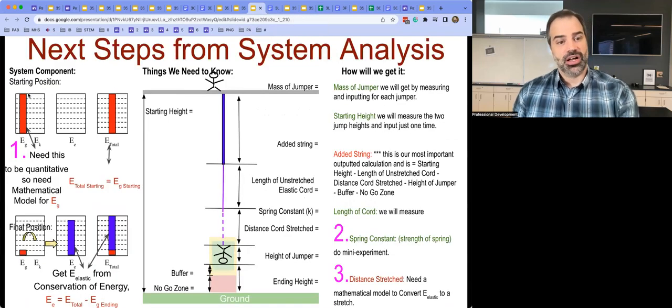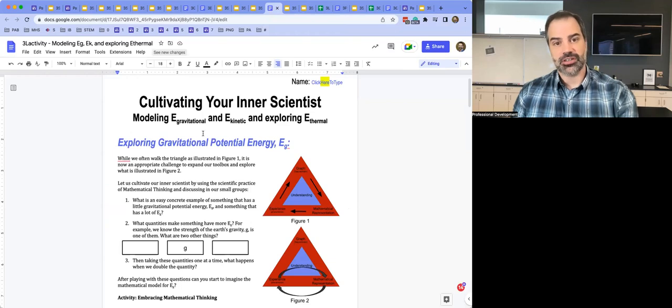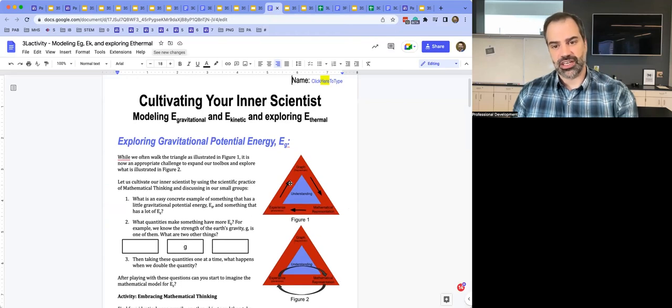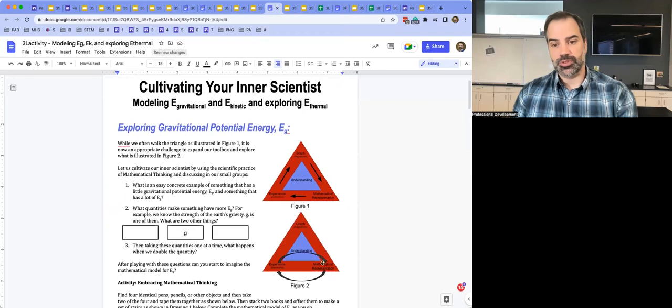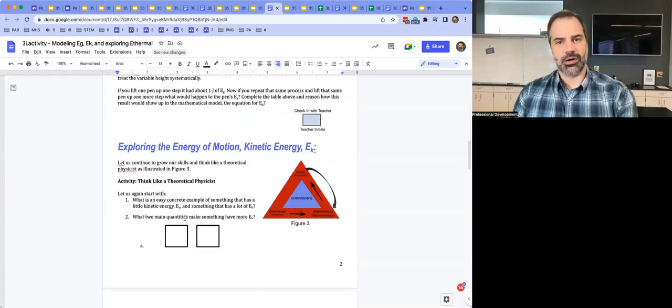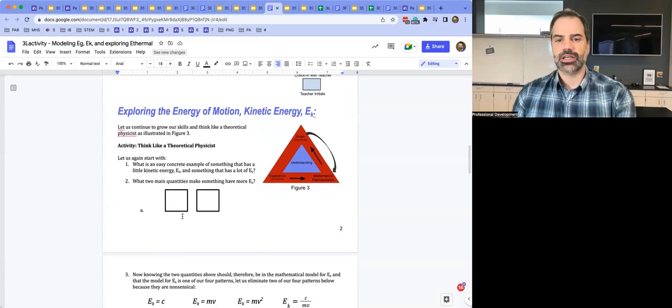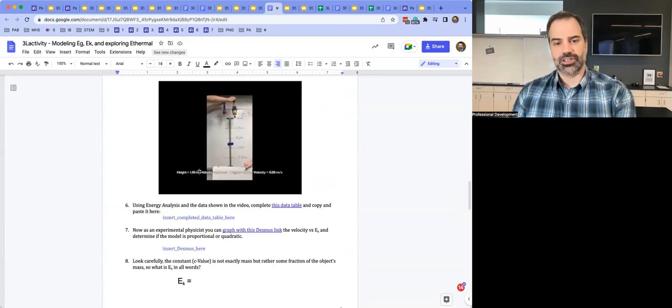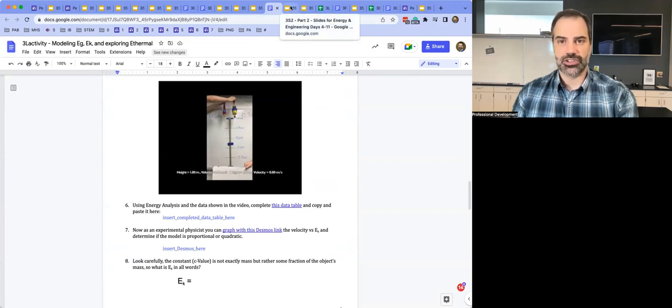Okay, so first up, we can just see is we got to figure out the math. We know that all the energy starts as gravitational, but we need a number. What is the mathematical model? So there's an activity where, cultivating their inner scientists, they're thinking about walking the triangle, moving between mathematical representations and what they know. And I'm just going to scroll through this quickly. There's just some guided, almost Pogil-like activity, guiding them through to figure it out. And then they do some graphing in Desmos for kinetic energy.